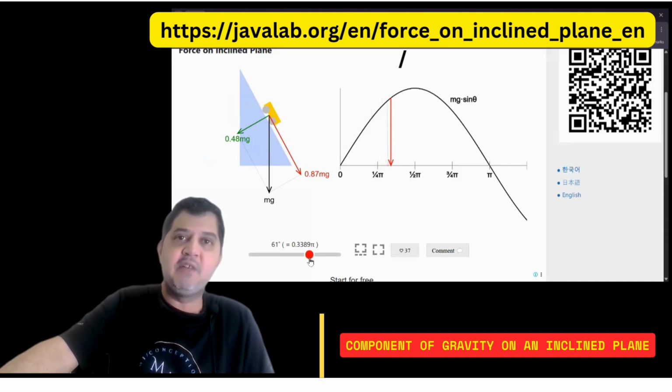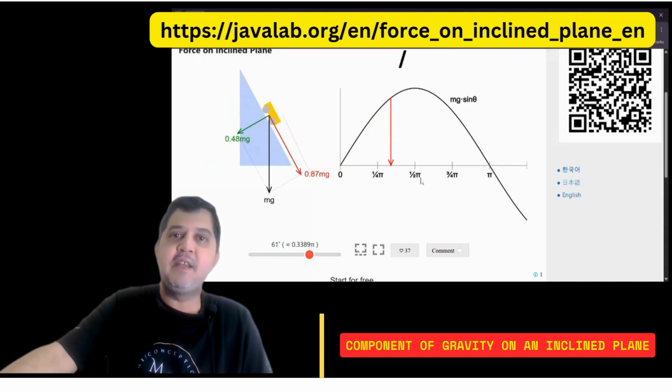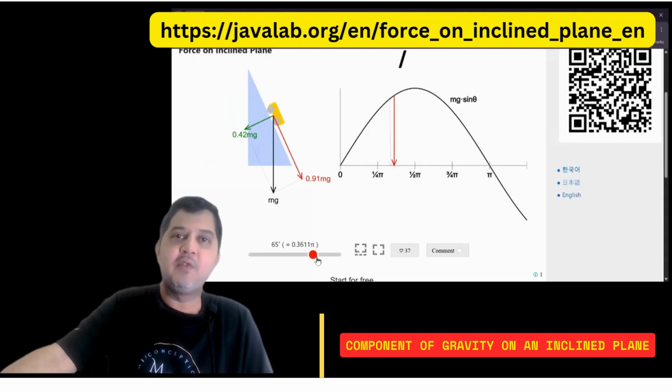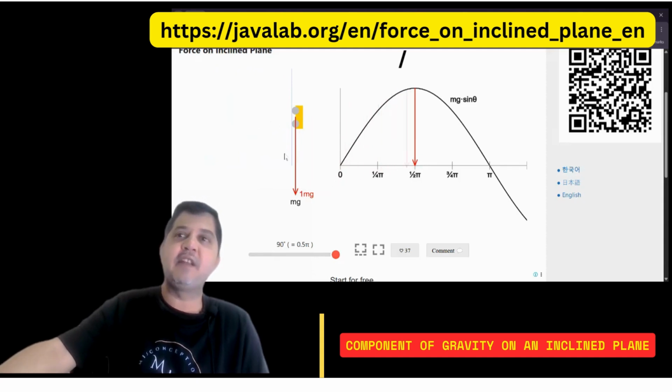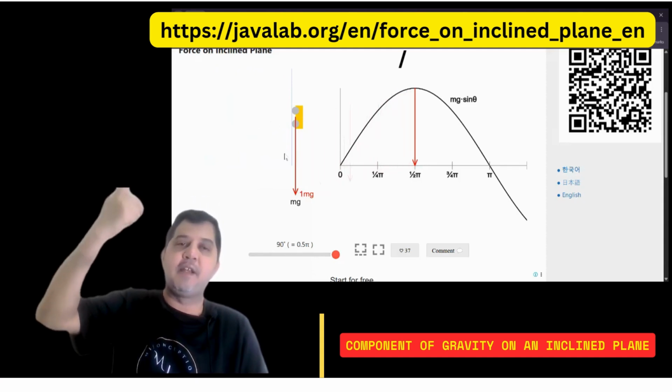But when will it be equal to mg? When it reaches this point. What do you mean by that point? That means the angle should be 90 degrees. Now, let me increase it to an angle of 90 degrees. So what do you mean by 90 degrees over here? Which means the plane is exactly vertical. It is as if you are dropping the object from a height, right?